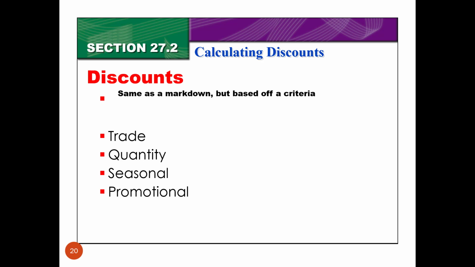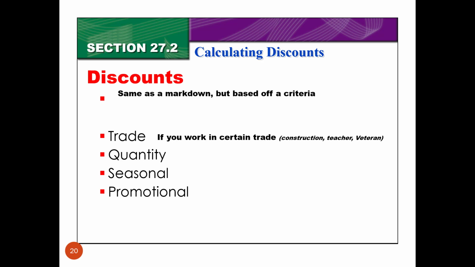Now, we also have what are called discounts, which, guess what, are the same thing mathematically as a markdown. It's just a different bit of vocab because a discount is based off of a specific criteria. And there are 4 different discount criteria listed below. The first type of discount is what we call a trade discount. And this means if you work in a certain trade, you're going to get a certain amount off. So this is very popular in construction. Sometimes I can get a discount if I'm a teacher. A veterans discount is very popular as well. So anytime you have a specific trade or a specific job, sometimes you can get a discount for that.